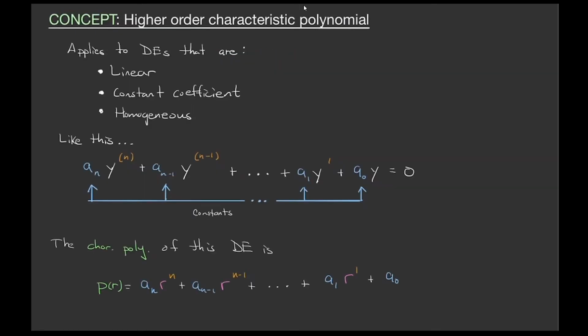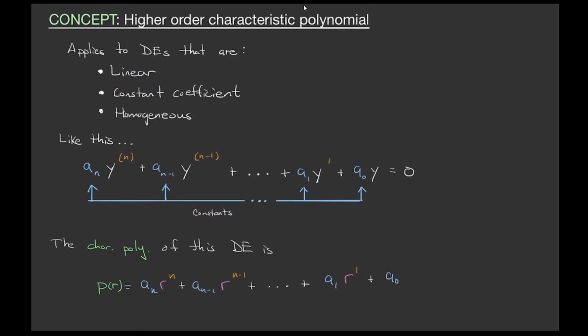Now, as it was mentioned, we're going to be looking at differential equations that are linear, constant coefficient, and homogeneous. The previous theorem didn't require that the coefficients were all constant, but in order to come up with a characteristic polynomial, they certainly have to be. So the constant coefficient is what allows us to have a characteristic polynomial in addition to linear and homogeneous.